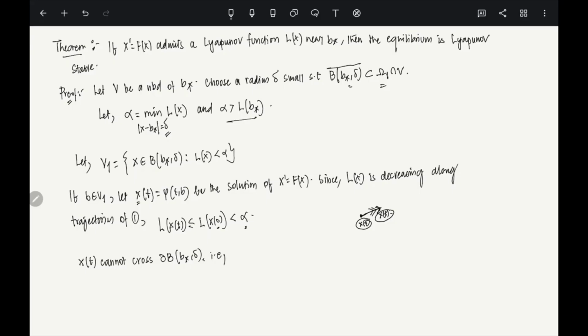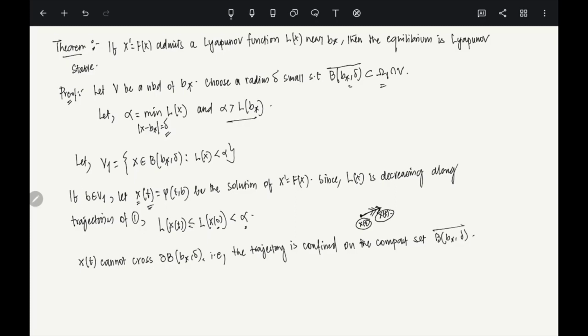That is the trajectory. So if I'm starting with a trajectory, you see this is some trajectory. The trajectory is confined on the compact set. What is the compact set? The ball with center B star and radius delta, the closure of that.